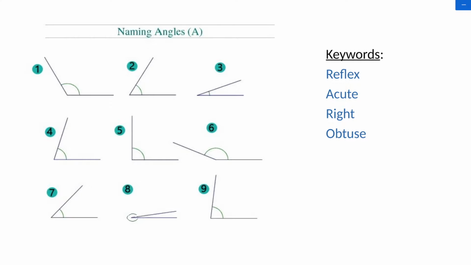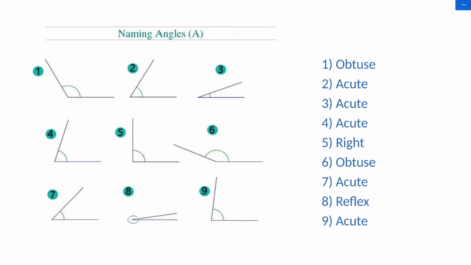Okay, now let's have a look. Here are the names of the angles. The first one is obtuse, this one is acute, and the third one is acute as well. Let's clarify, in case you forgot, what makes an angle obtuse, what makes it acute, and reflex, and so on. An obtuse angle is an angle that is bigger than 90 degrees, but smaller than 180.